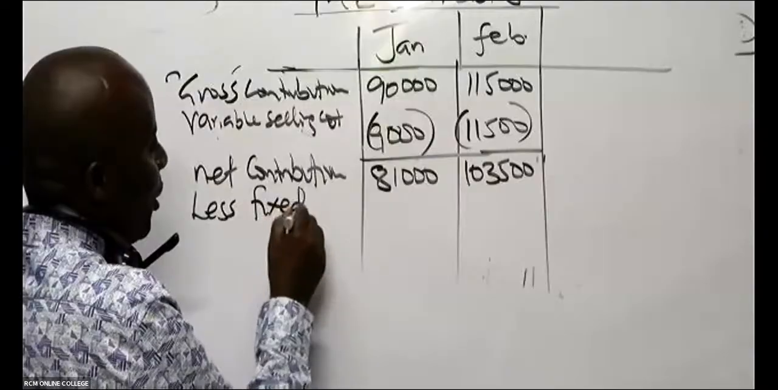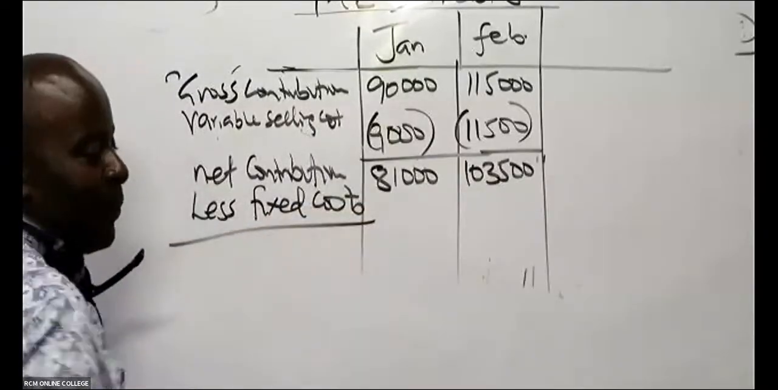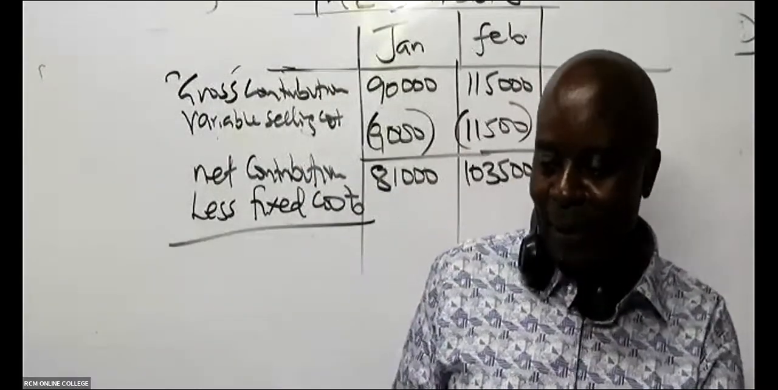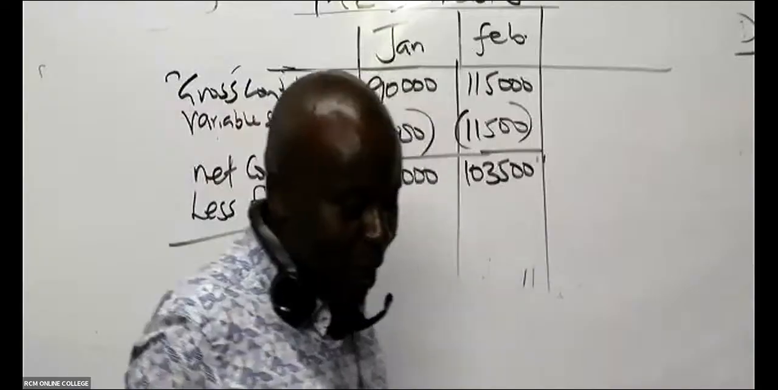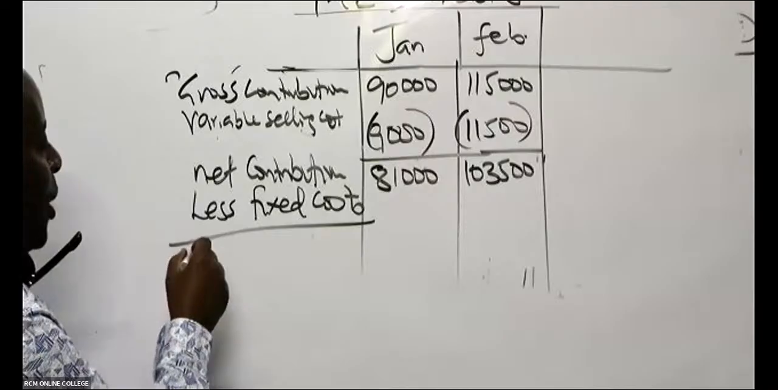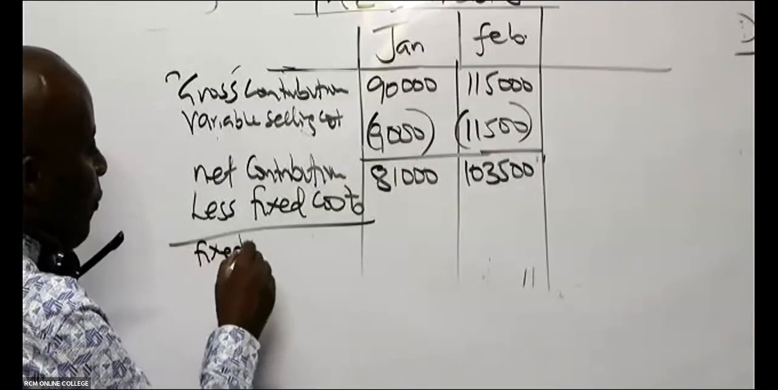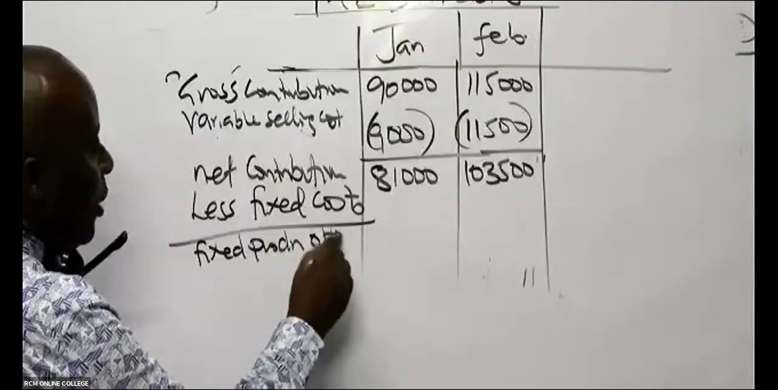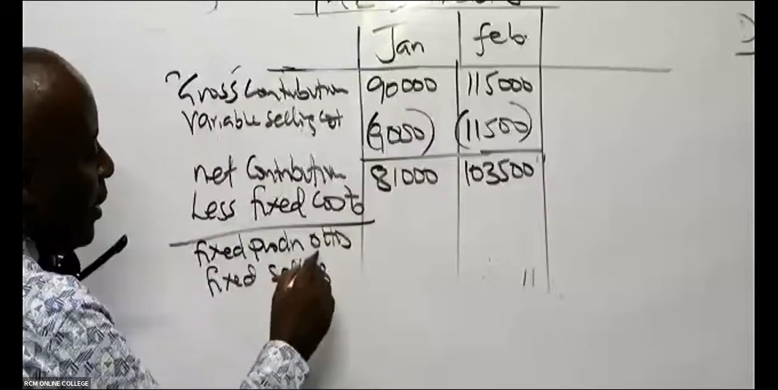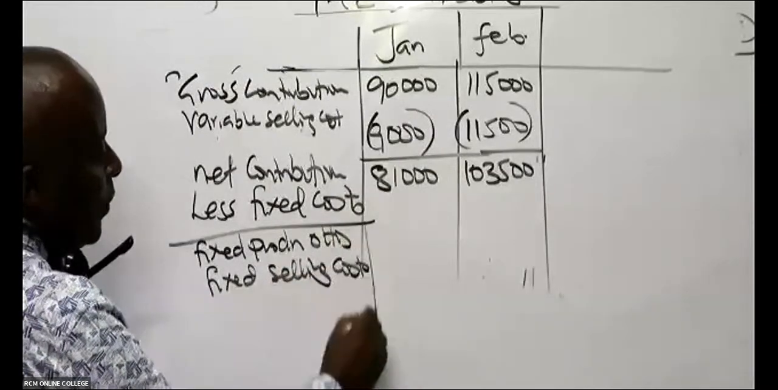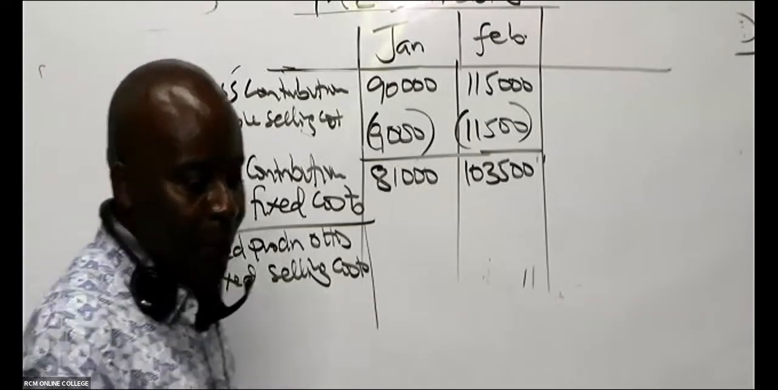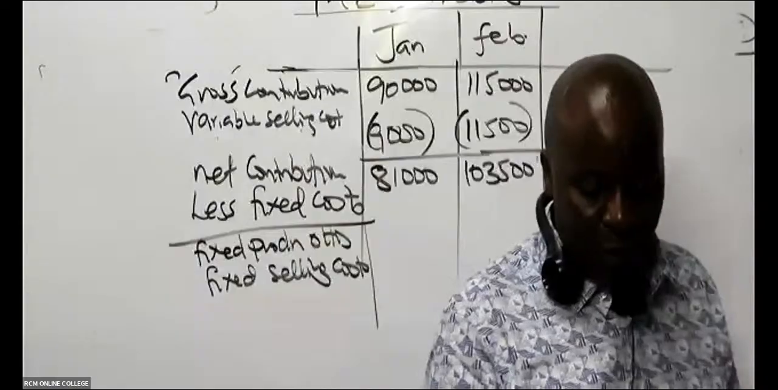And they are normally two, most of the times. Because you see now, all along, we haven't captured fixed costs. So we have two in this case. We have fixed production overheads, and then we have fixed selling costs. Those two. So is there somebody who can see fixed production overheads? Anybody who is able to see the fixed production overheads? Remember in marginal.